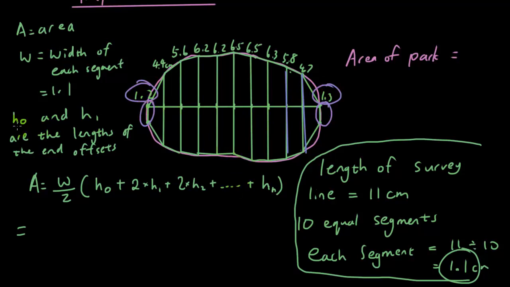So H0 is 1.2, HN is 1.3. Okay, so what's H1, H2, H3, and so on? They are these numbers here. So that is H1, that is, that shouldn't say H1, that should say HN. Okay, so that's H1, that's H2, that's H3, H4, and so on.